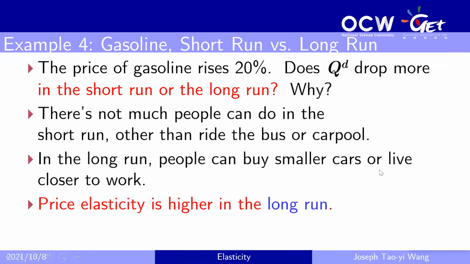So here, the key thing is that price elasticity is higher in the long run because you can adjust. In the short run, you're sort of stuck. It's too late for you to adjust, or not that easy for you to adjust. But in the long run, you can always start to switch, start to adjust.